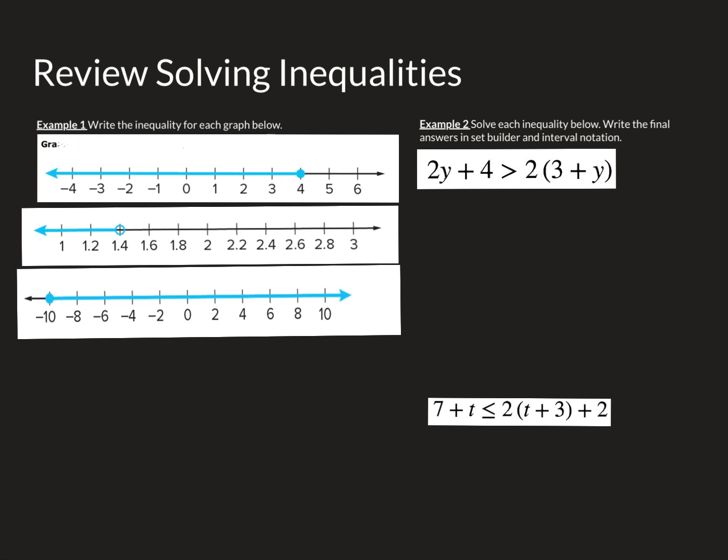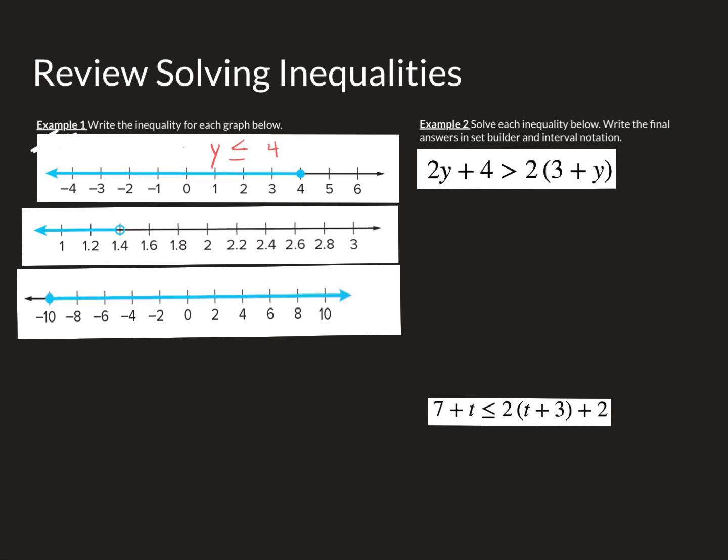So if you will write down example 1 and then draw those 3 graphs, and then we will label what those graphs are. So for the first one, you can use any letter, it doesn't matter. They used Y, so I'll use Y. That's a closed circle, the shading is to the left, so that's y less than or equal to positive 4. That is the inequality for the graph below.